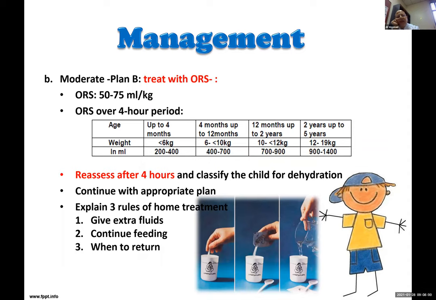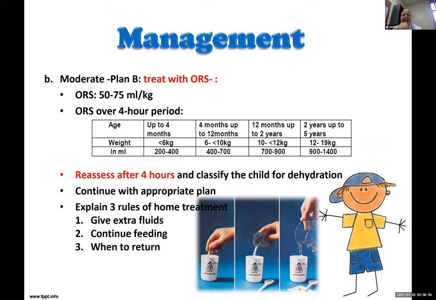The management: if it is mild, we say just increase the fluid intake and educate the patient. If it is moderate, we are going to give ORS 50 to 75 ml per kilo. You are going to calculate the ORS over 4 hours. Don't push the patient to drink a very big amount in a short time because the intestine cannot tolerate it and he may vomit. Like if the patient is roughly less than 6 kilo, I'm going to give him between 200 and 400. At an older age, you can give 400 to 700, according to the period and severity of the diarrhea.